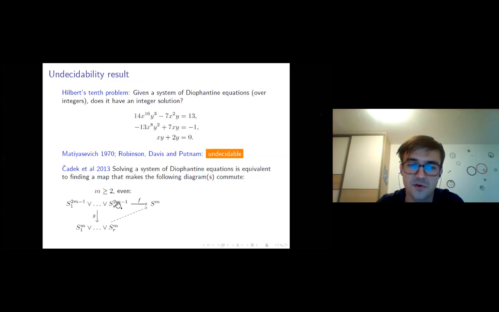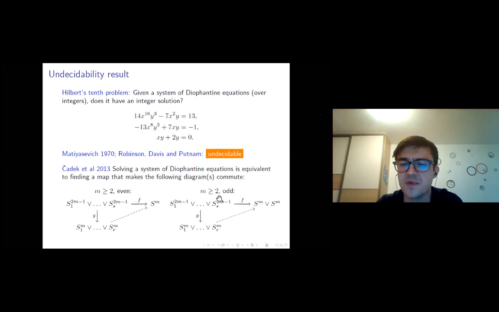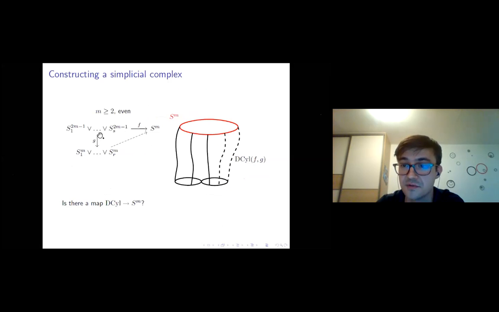So they describe any system this way. And if there is a solution to this problem, so if there is a continuous map like this which would make it all commute up to homotopy, then actually the system would have a solution. So this is a nice equivalent formulation. Actually, if m is odd, you just change it a tiny bit, but you can do the same trick again. You can also redescribe it as a system like this, if you so desire. We're only going to be talking about the first case. So let's say m is even.